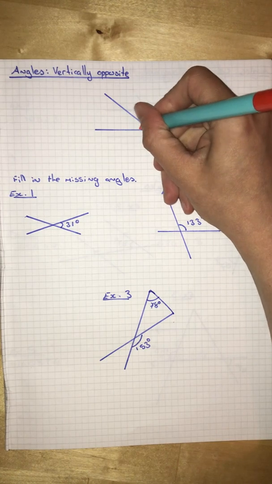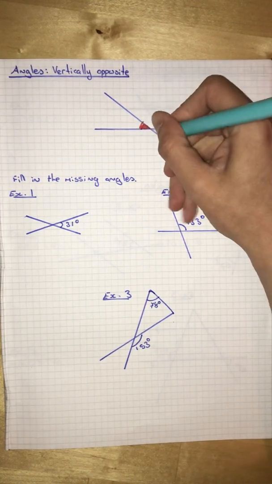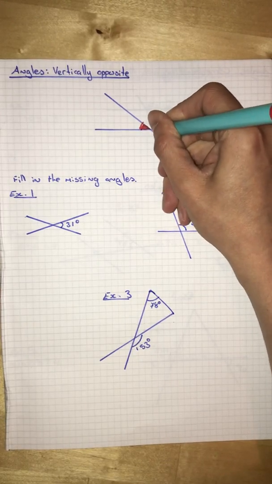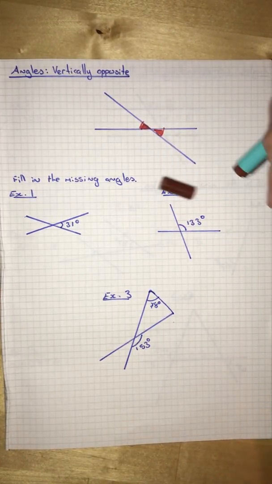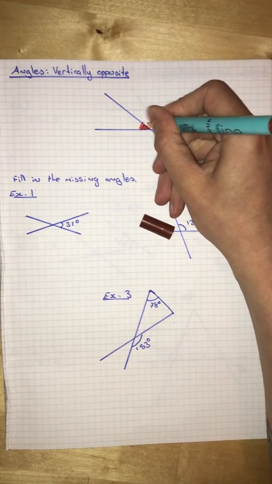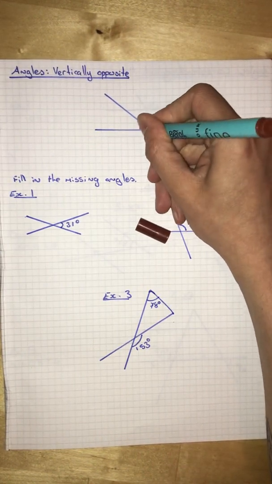So there, I'll colour them in. That angle is going to be the same as that angle. And this angle will be the same as this angle.